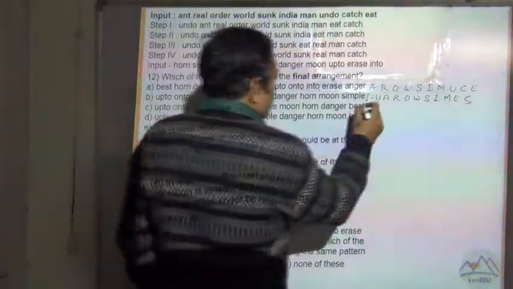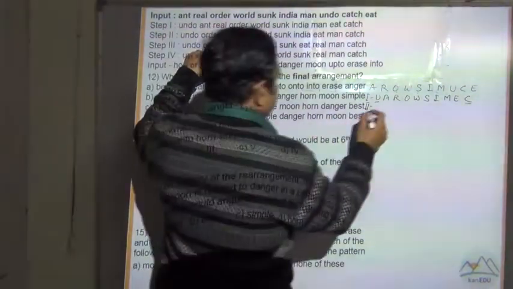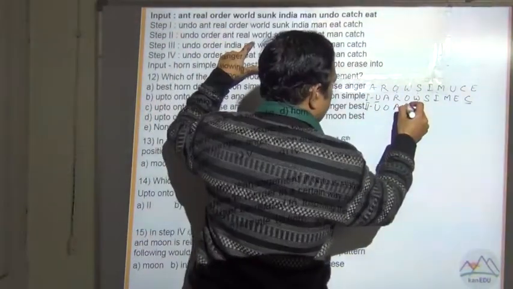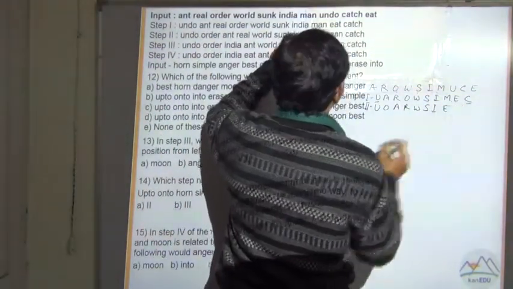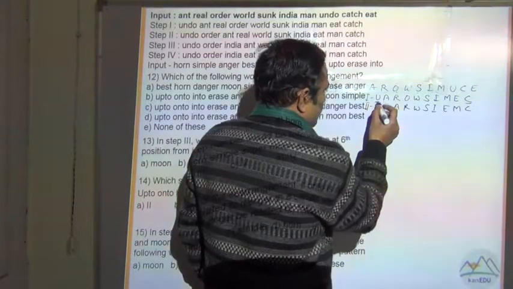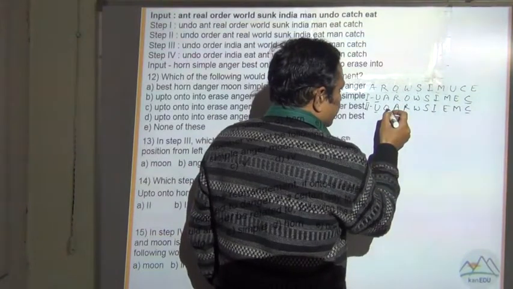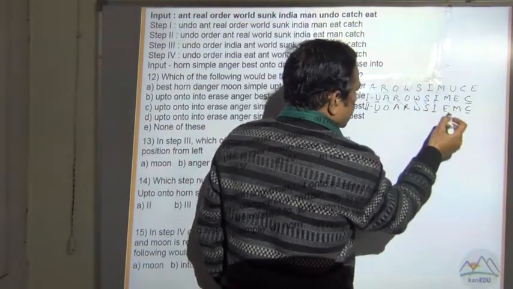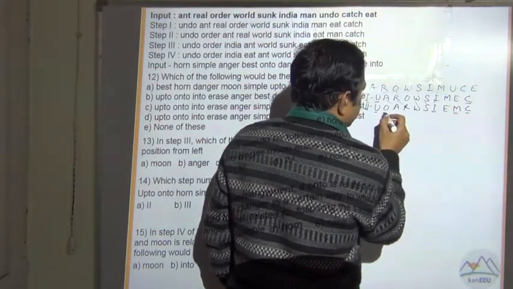Now let's see the step 2. U, O, A, R, W, S, I, E, M, C. Okay, now in step 1 and step 2, U and C remain in their same position. Now O has come here. And after that we get A, R, W, S, I, and now M has changed and has come to this position.